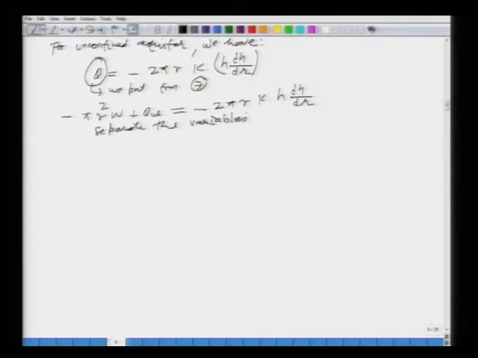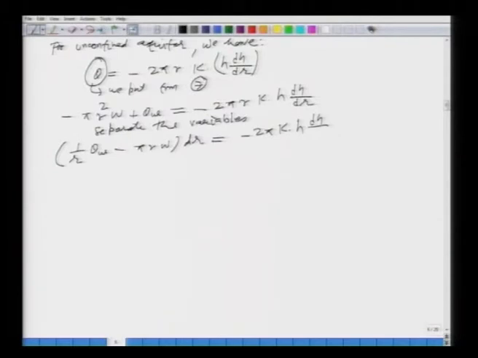All right. If you did that, with slight rearrangements, you will have 1 by r q w minus pi r w times dr on the left hand side, and on the right hand side you will have minus 2 pi k h dh dr. Okay, you can verify that.